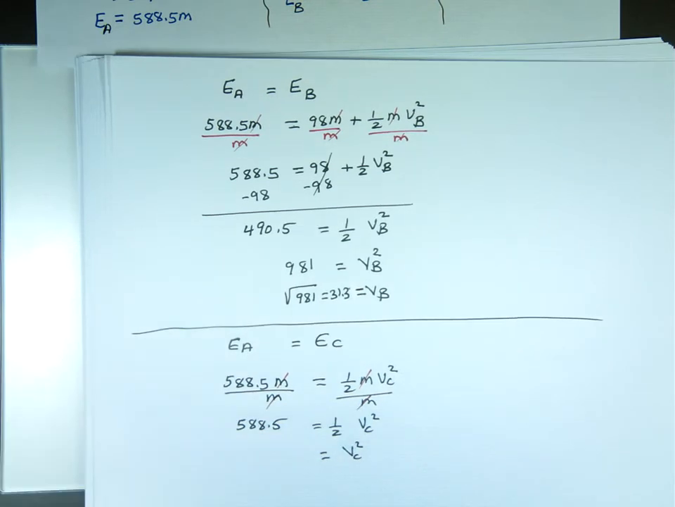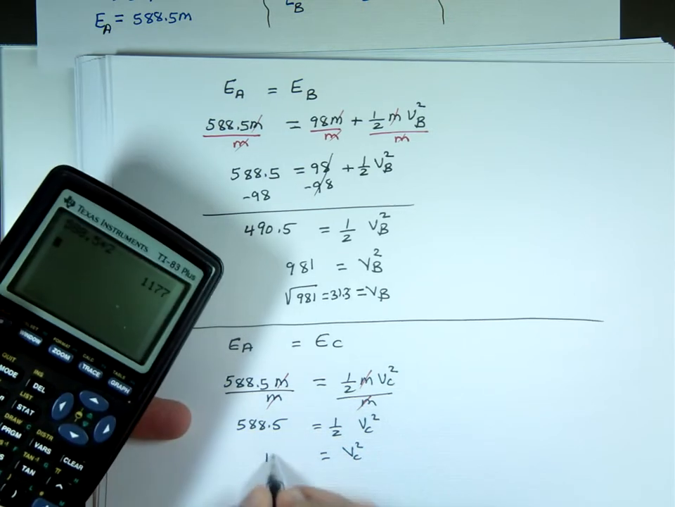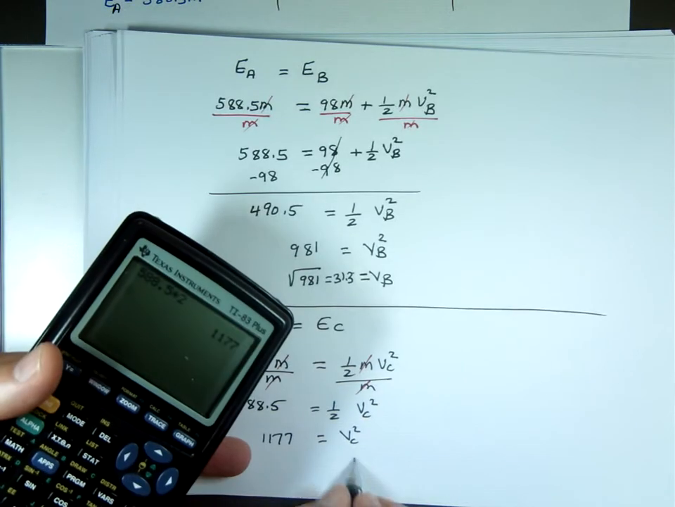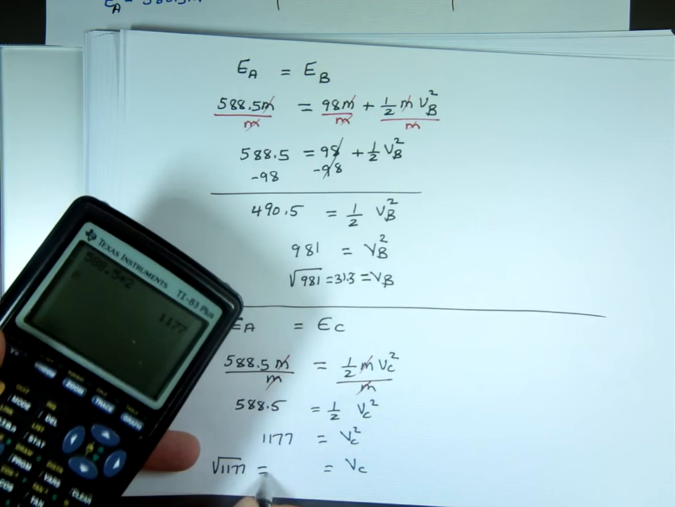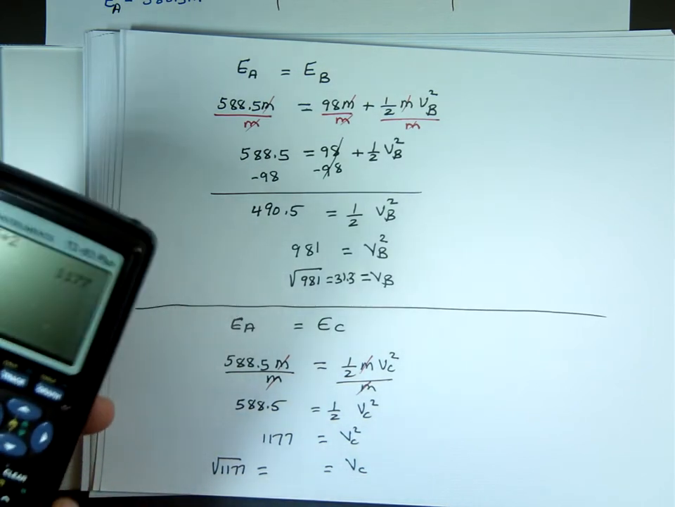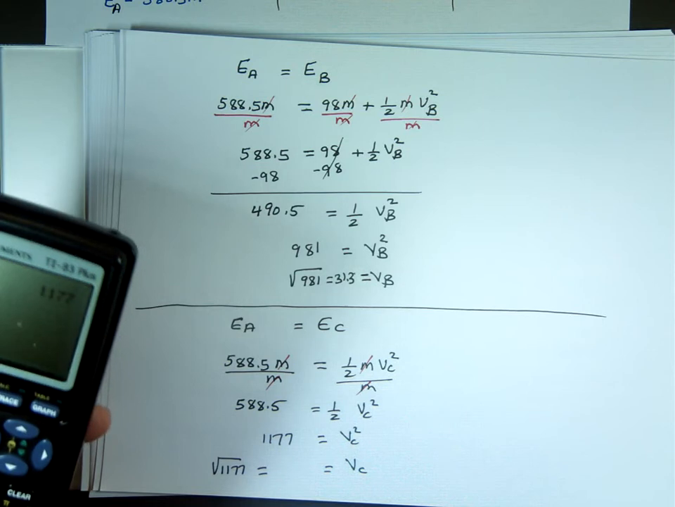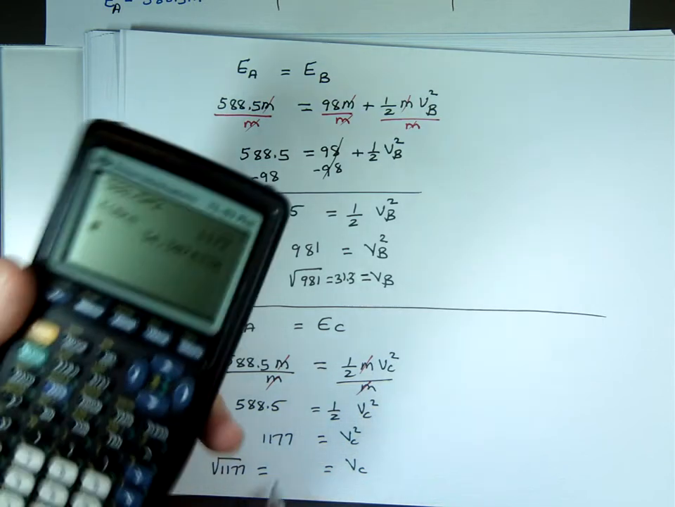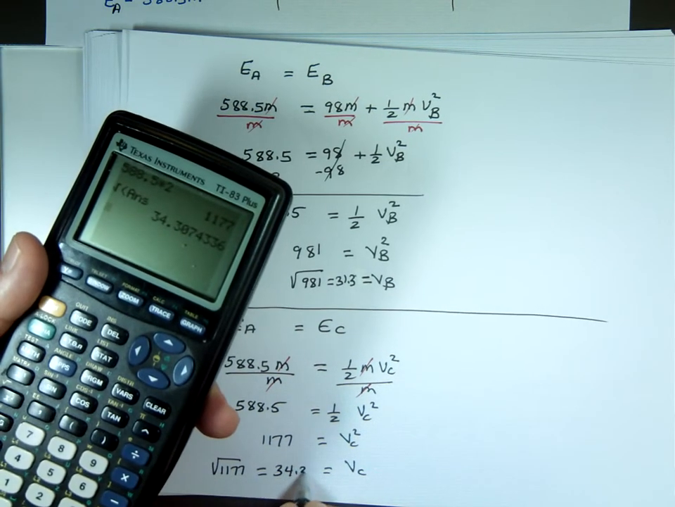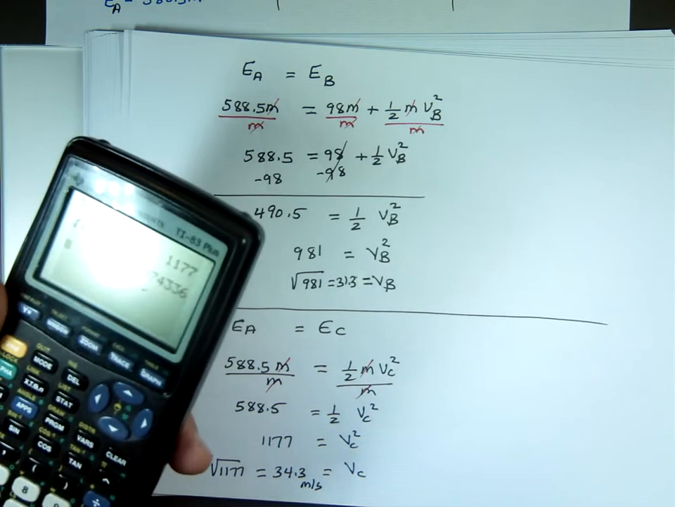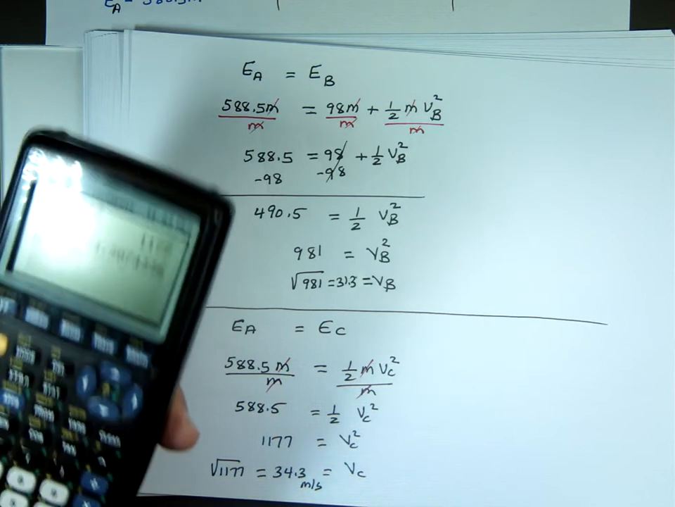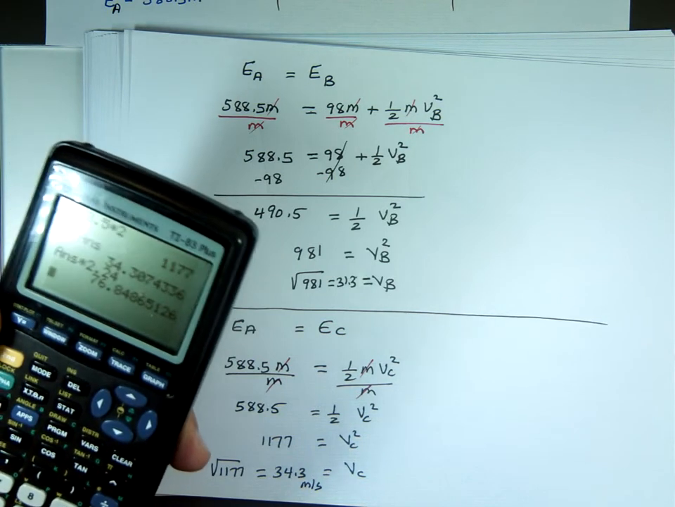Two times that number is 1177. vC is the square root of 1177, which is about 34.3 meters per second. Again, times 2.24. Now you're going 77 miles an hour.